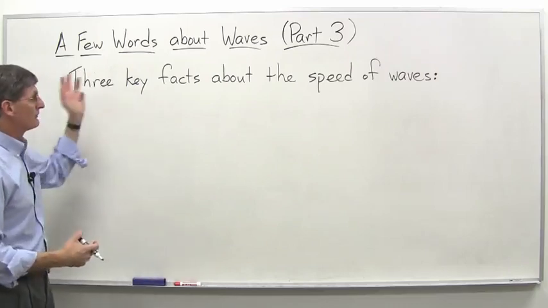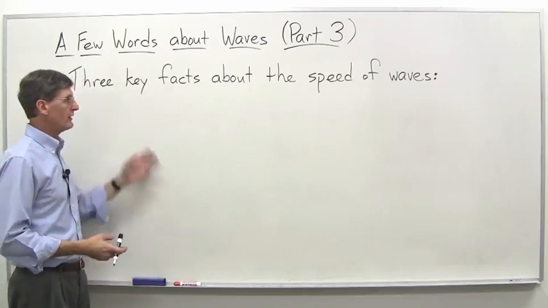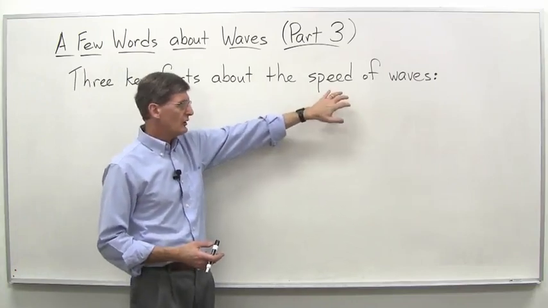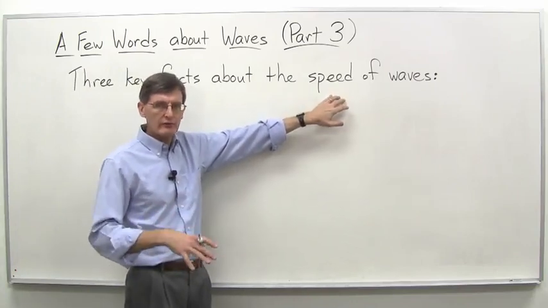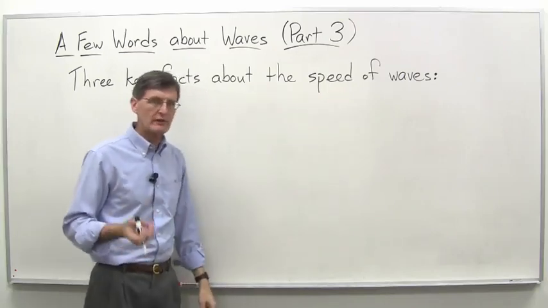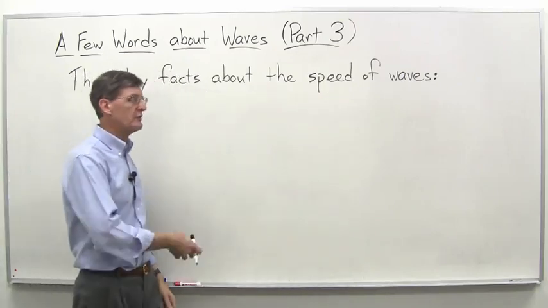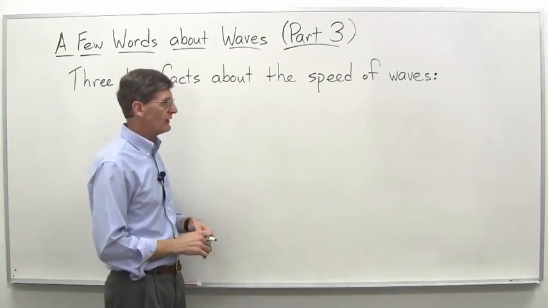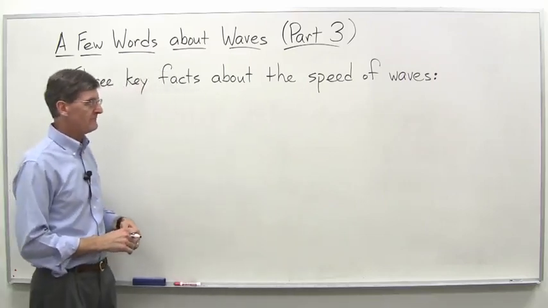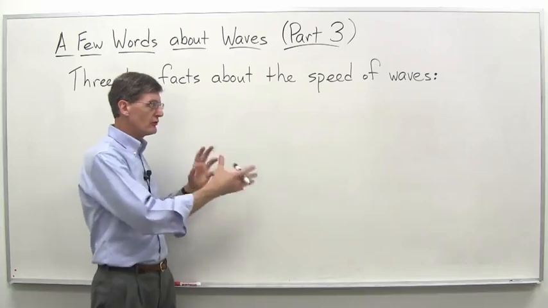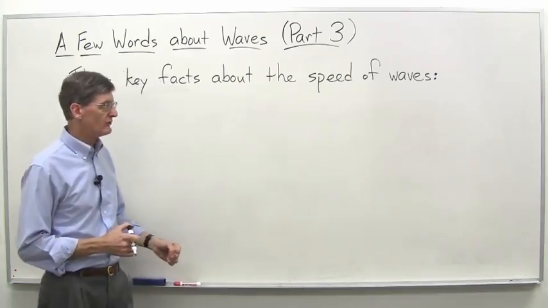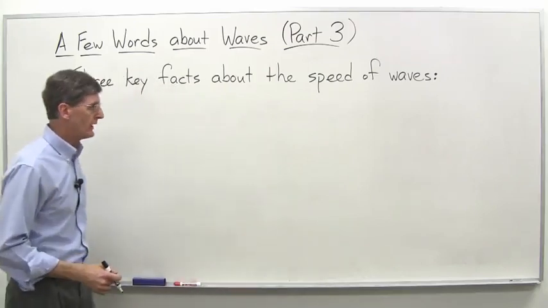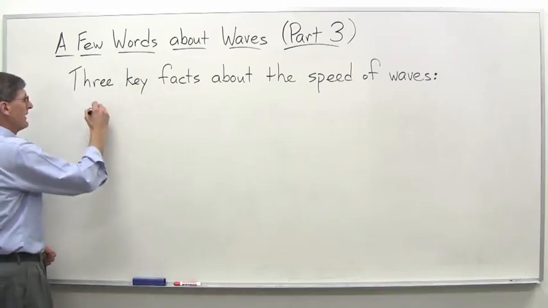But now we're on to a few more words about waves. Part 3, key facts about the speed of waves. I think I mentioned this in an earlier video clip, but just to make sure, we're using speed and velocity interchangeably. For those of you who've had a little physics, you know technically there's a difference between velocity and speed, which is the magnitude of velocity. Velocity has a direction as well as a magnitude. We're not going to be too concerned about those exact definitions, so speed of waves, velocity of waves, speed of light, velocity of light will mean the same thing.